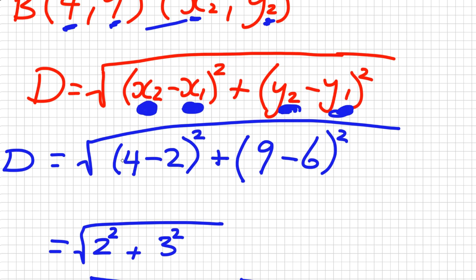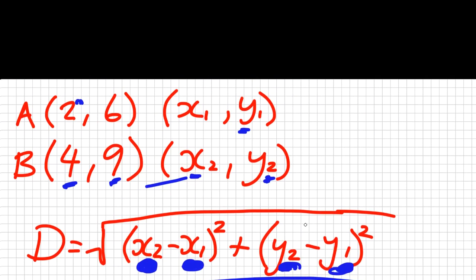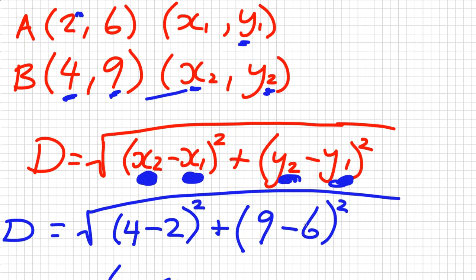So like I've done, I've got 4 minus 2, I worked that out. 9 minus 6, I worked that out. Then I squared both of them. And I added them together, and I got my answer. So I hope that clears some of that up.